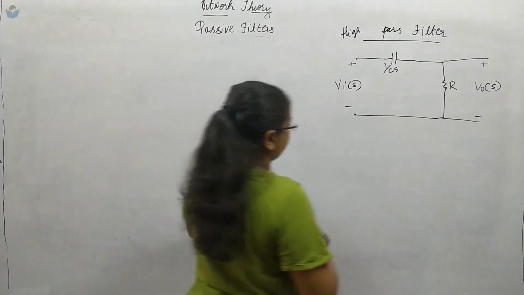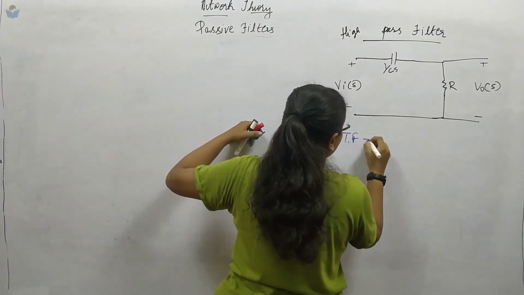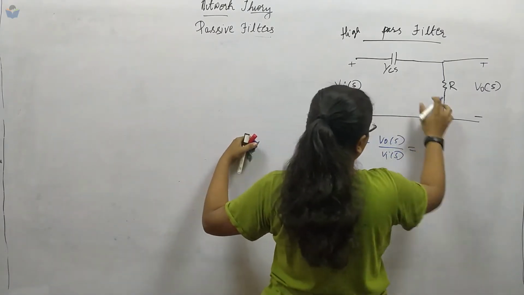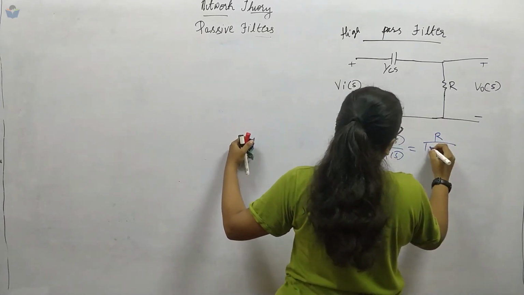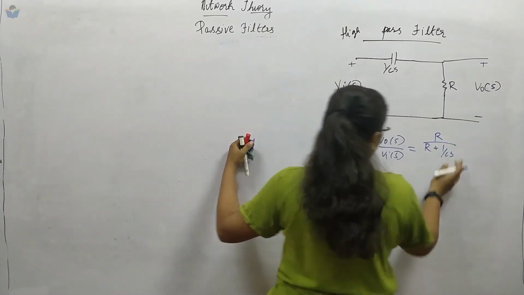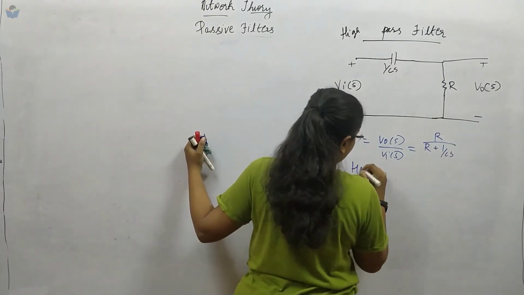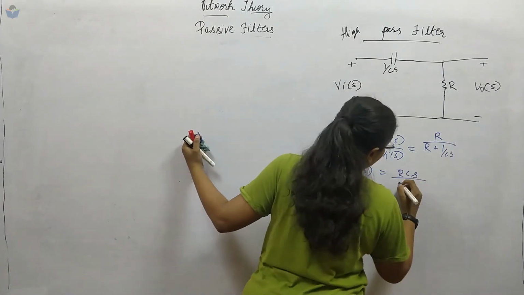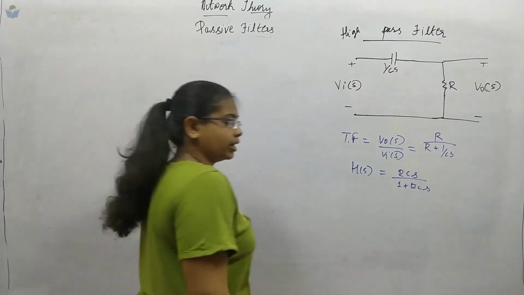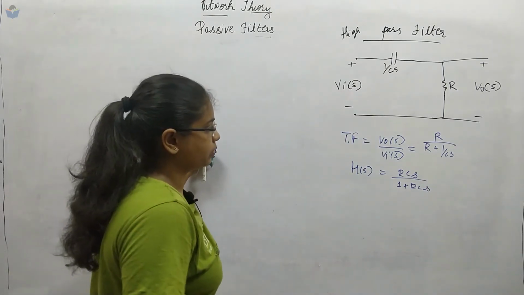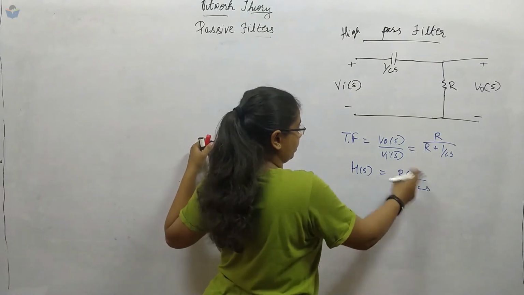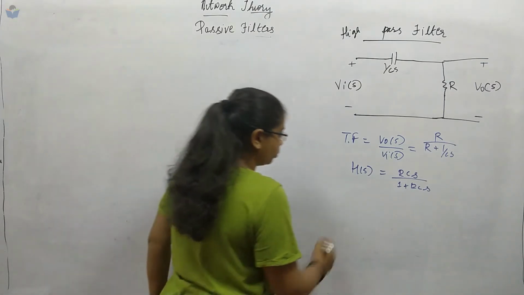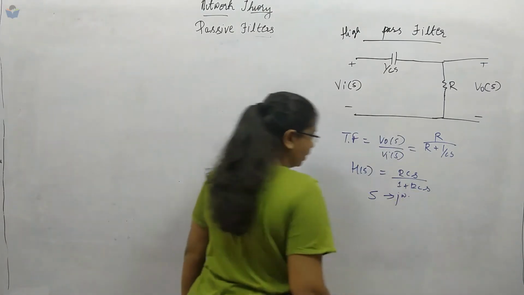Now for H of S we will take the transfer function, V0 of S upon Vi of S. Apply the voltage division rule, you will get R upon R plus 1 by Cs into Vi of S. When you rearrange this one, you will get RCS upon 1 plus RCS. Yes, RCS. Same, now we will take the magnitude of this one, put S equal to j omega.